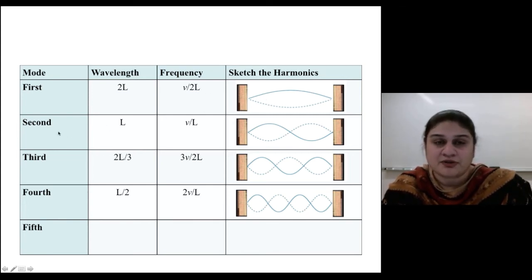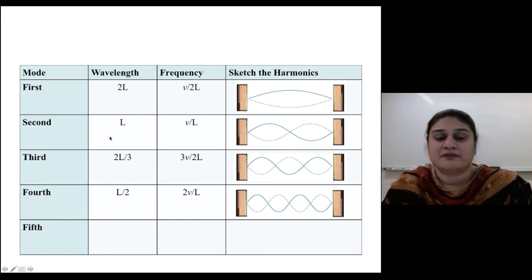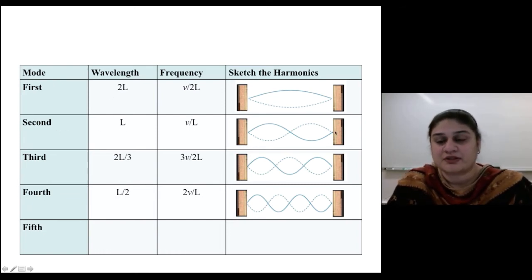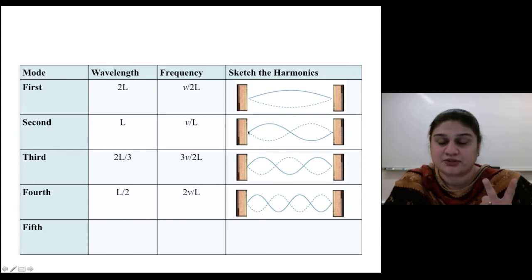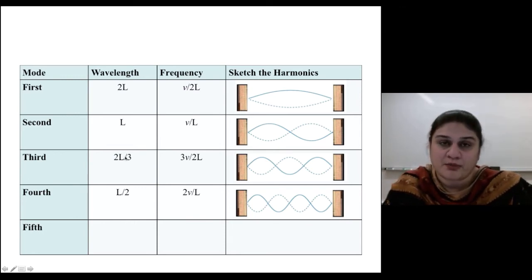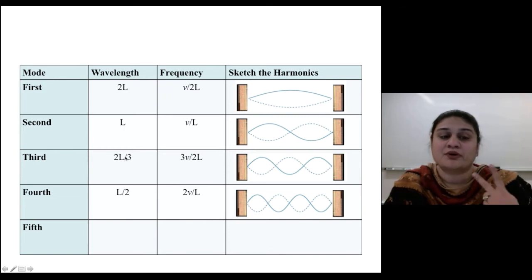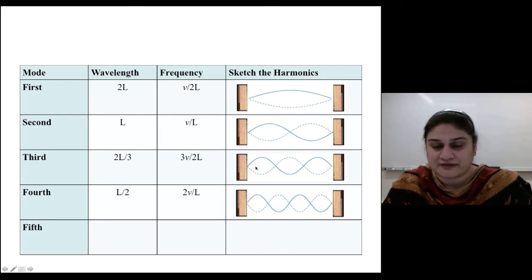For the second mode, which is the first harmonic, the wavelength is L, goes from here to here and here to here. There are 2 waves in it. The frequency will be v over the length of the string, and the harmonic will be drawn like this. The wavelength for the third mode, or the second harmonic, is 2L over 3, and the frequency correspondingly is 3v over 2L, and the harmonic is given like this.